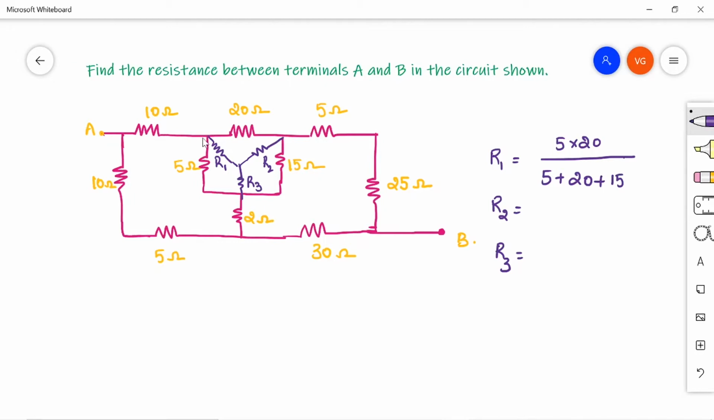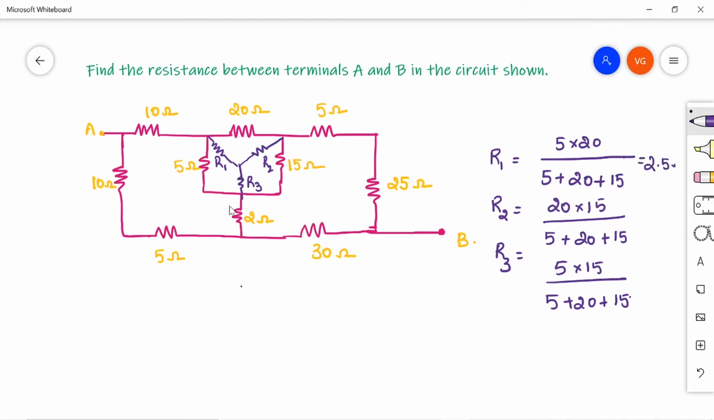Similarly for R2, you write the resistances 20 and 15, right? So the product of 20 and 15 will be your numerator, divided by the denominator, again the same 5 plus 20 plus 15. For R3, 5 and 15, right? So 5 into 15 divided by 5 plus 20 plus 15. So if you solve, the value of R1 I get here is 2.5 ohm, R2 is 7.5 ohm and the value of R3 is 1.875 ohms.